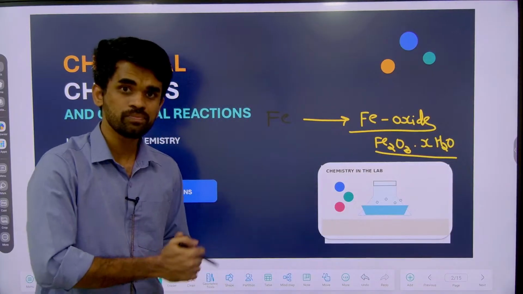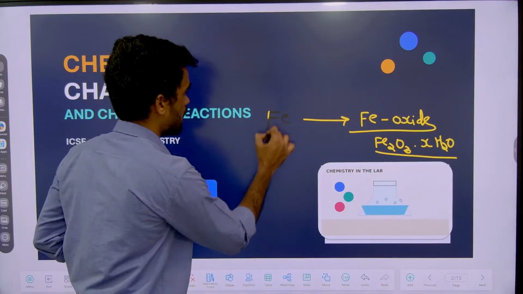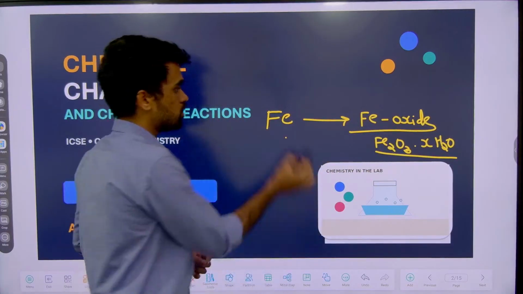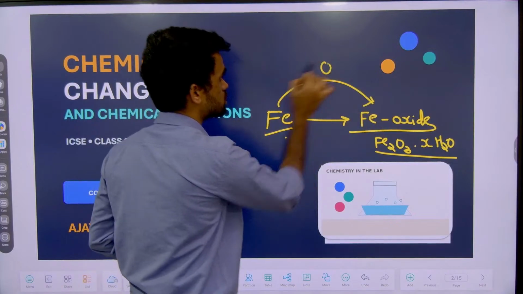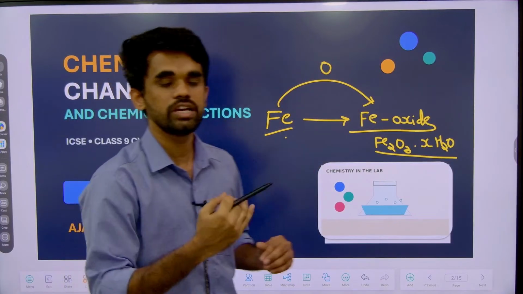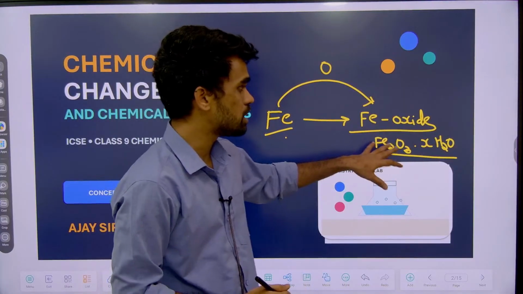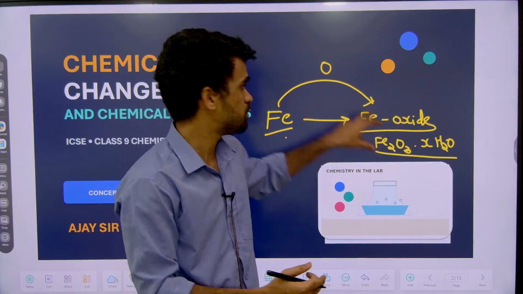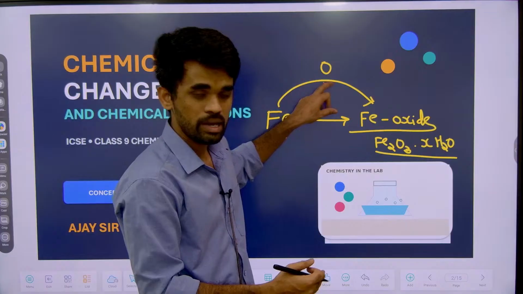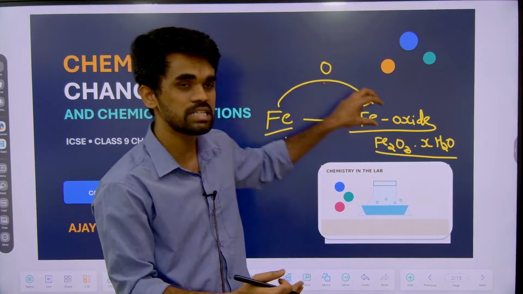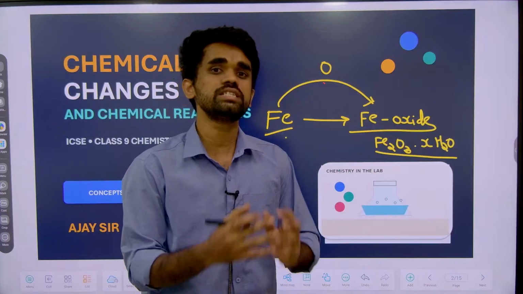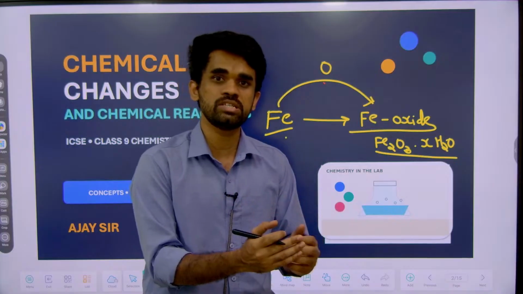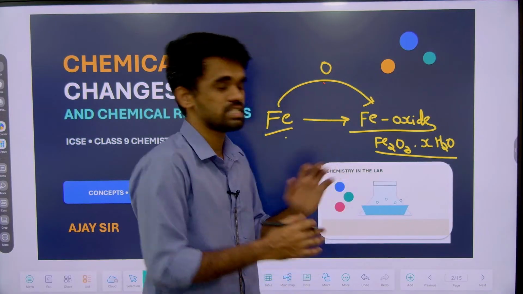What is that process called? Rusting. Now see, an iron element, a metal, is converting into its oxide form. To this iron metal we are adding oxygen, so this process is called the oxidation process. Rusting means the oxidation of a metal to its oxide. The process can be called oxidation, and particularly in the case of iron, we call it rusting. This is how metal utensils might get damaged after some days because of this rusting process.